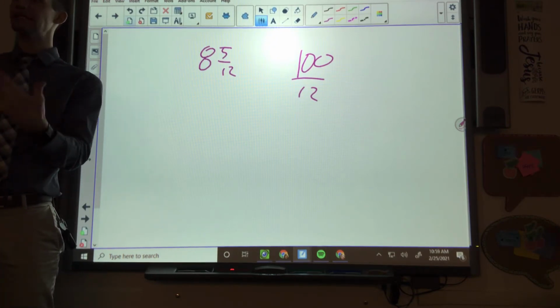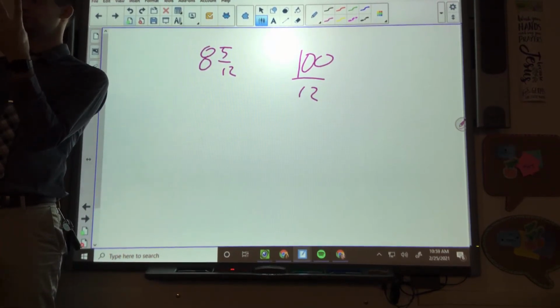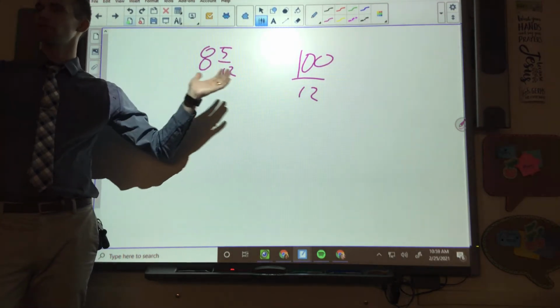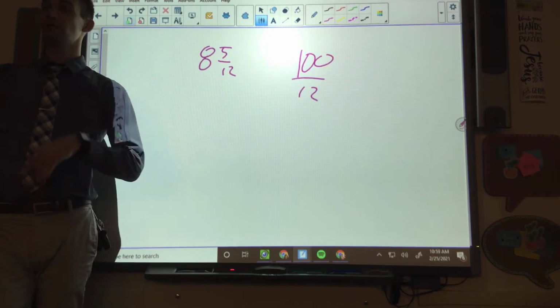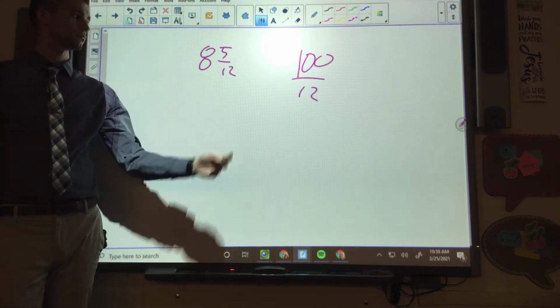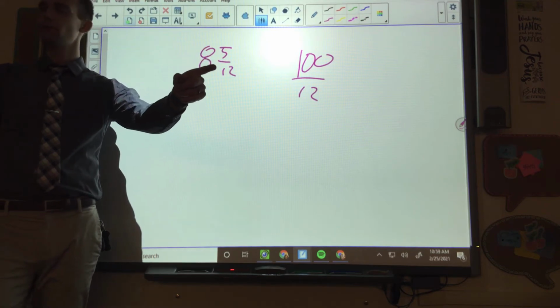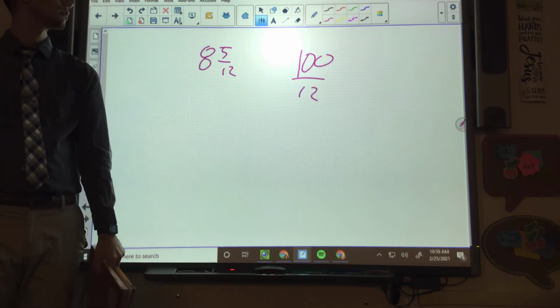Only one of us has an idea of how to find the answer. There's only 2 options. Both of these need to be what? Simplified. Okay, so both of them need to be divided by a common denominator. Nope. You can multiply 8 by 12.